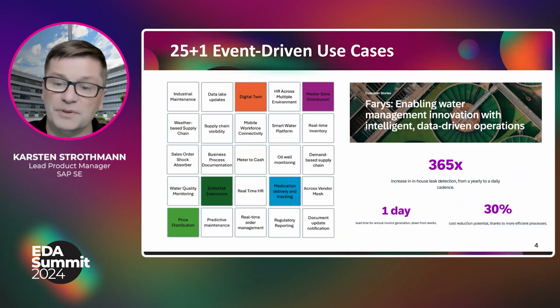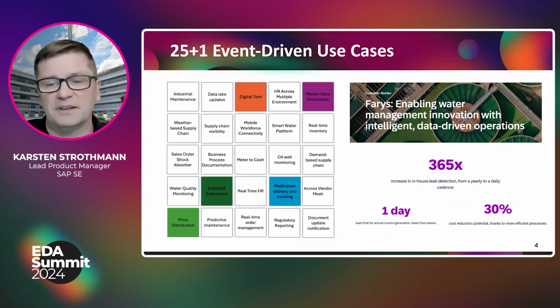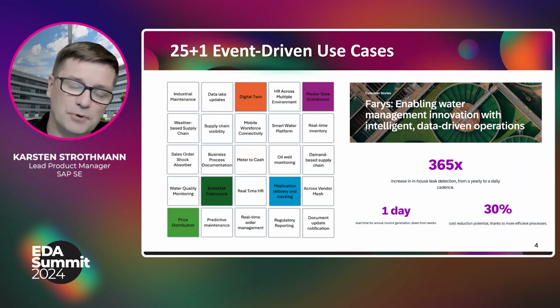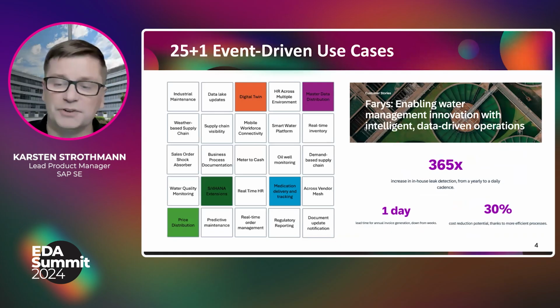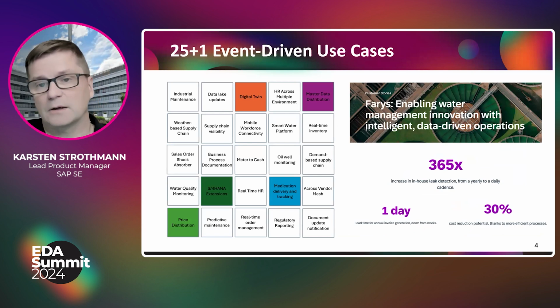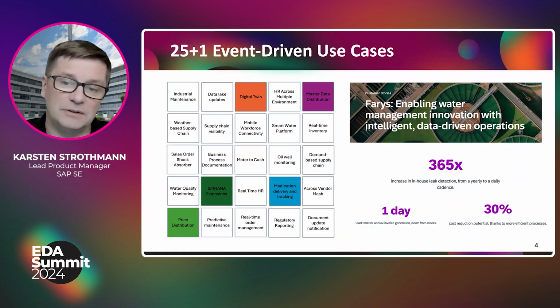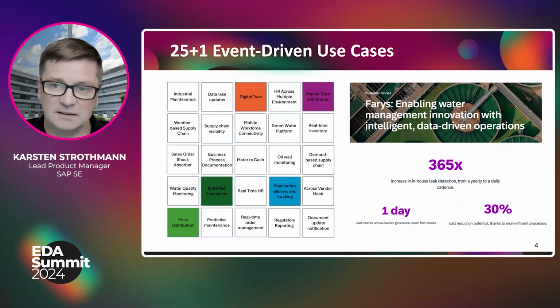Let's quickly switch to the bigger use case there on the right. It's a Belgian customer named Ferris, and they are in the water business, basically. So they have this huge network across all of Belgium, operating water pipes, doing water management, and so on. And they have implemented a use case that I really, really like. Why do I like it that much? Because first of all, it brings together IoT and business processes, business scenarios.